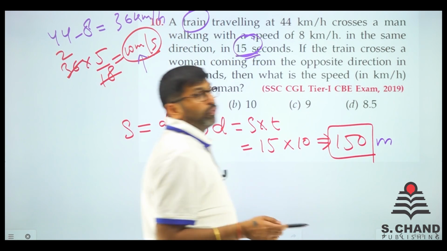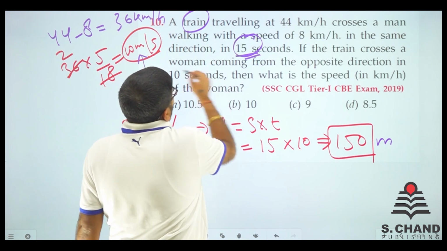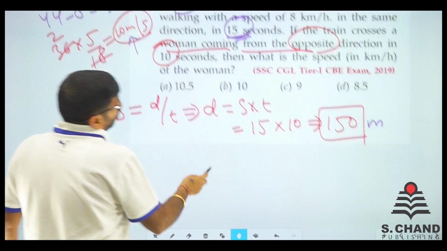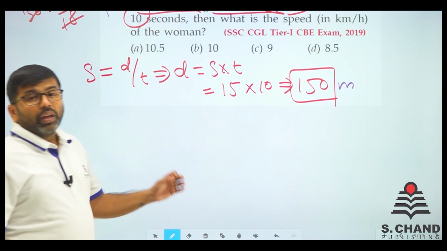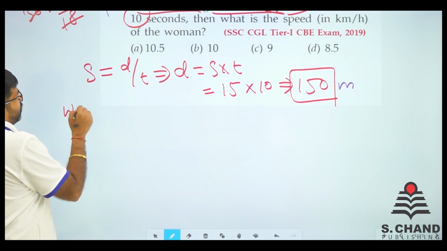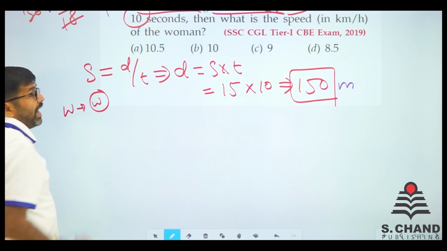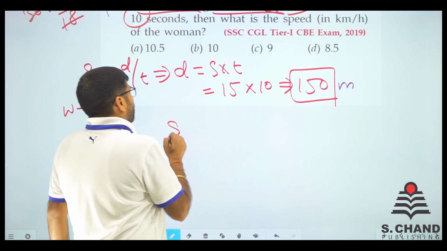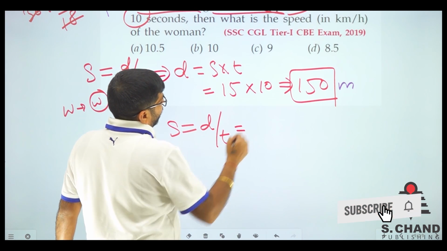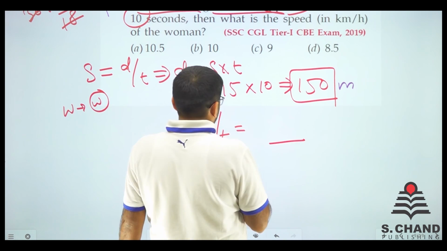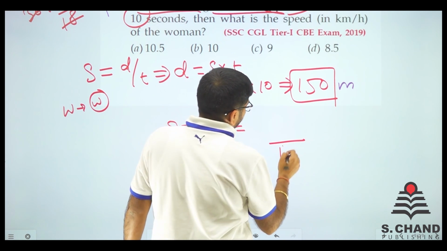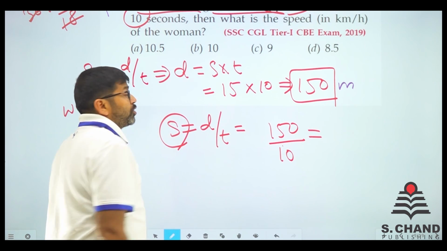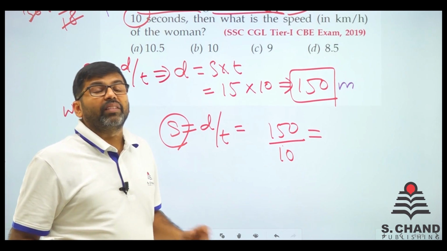And there is one more woman. If the train crosses a woman coming from the opposite direction in 10 seconds, right? So if they come in opposite directions, do one thing. Consider W as the woman's speed. When they come from different directions, speed is equal to distance upon time. Time is given, what is the time? It is 10 seconds. Distance is 150 meter. And what is the speed? The speed is the total speed, the relative speed.